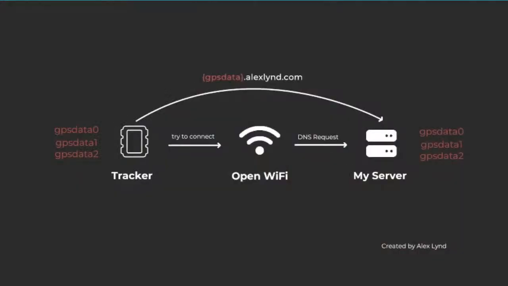So I did exactly that. I had the device compile a database of all the GPS locations that it was logging. Since GPS has commas and periods, I encoded that to base 32. But then I appended that to a subdomain that I owned, which was alexlin.com.